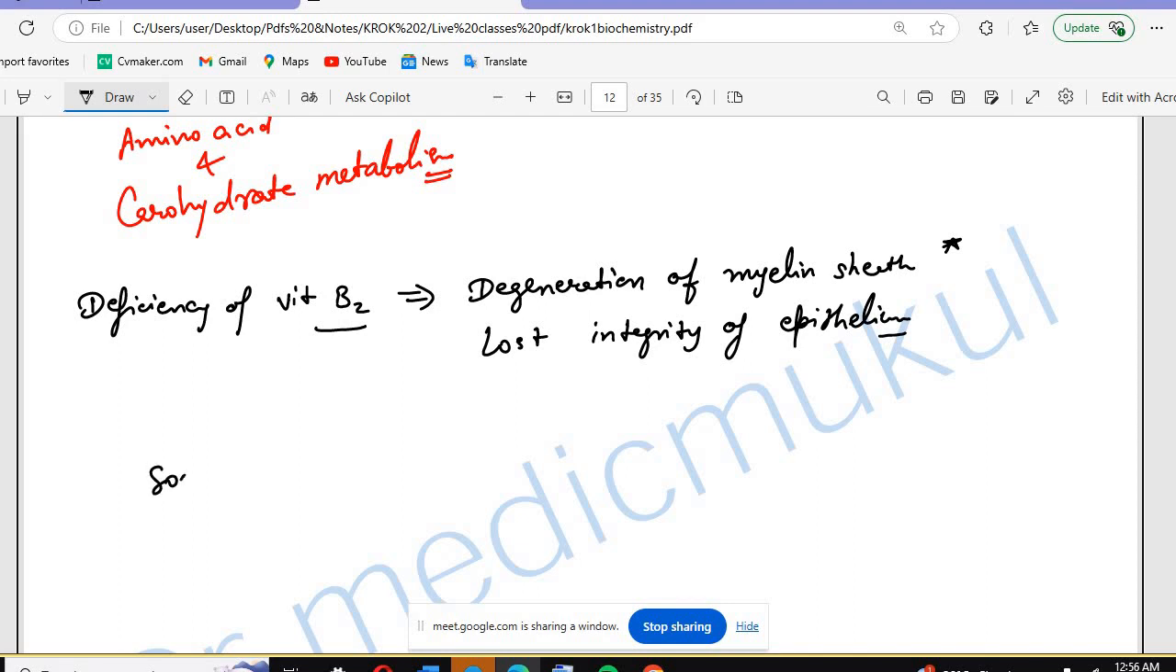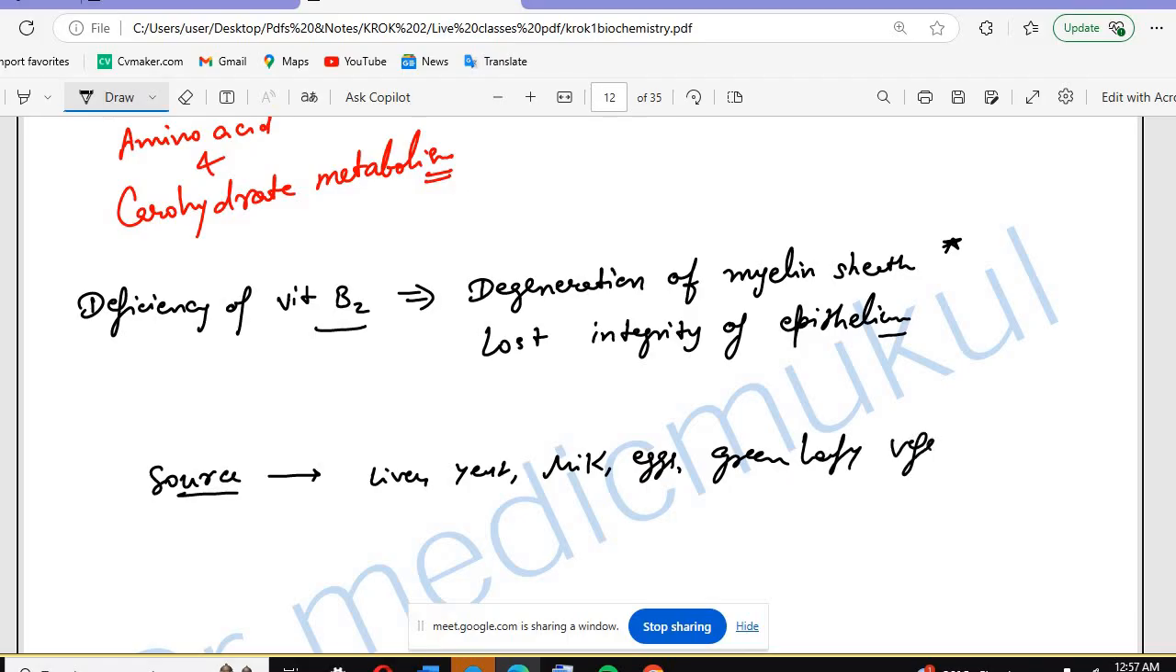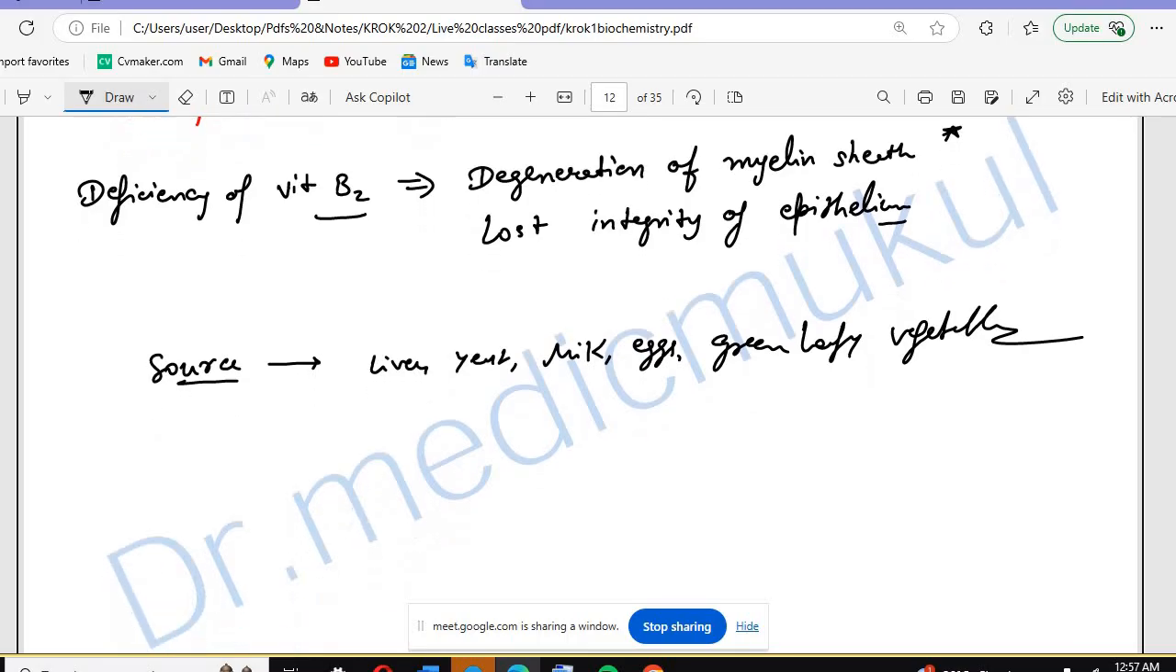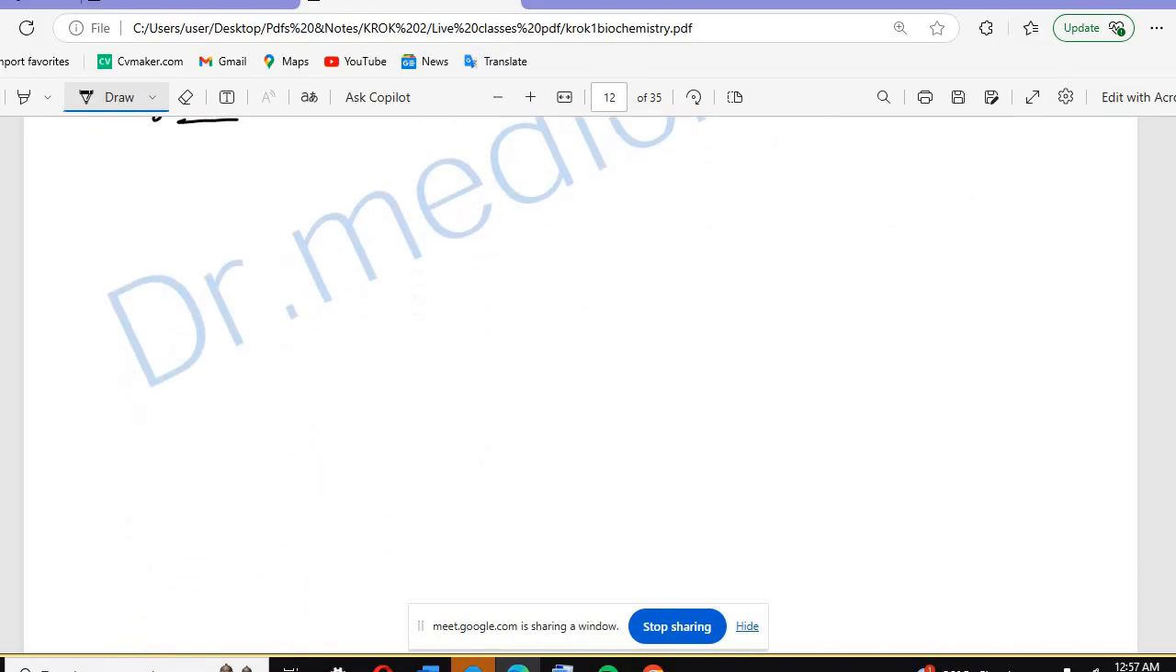The rich sources are liver, yeast, milk, eggs, and green leafy vegetables. Then after that, we have the third one, that is niacin or nicotinamide.